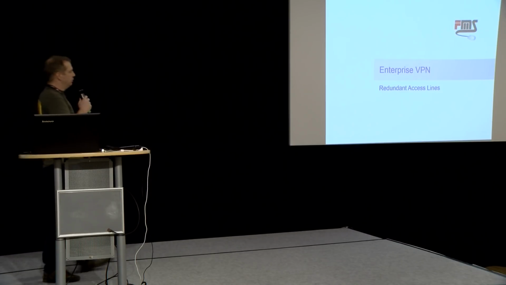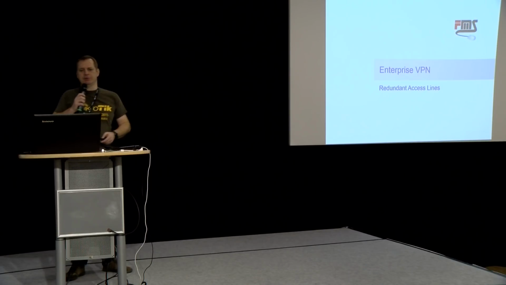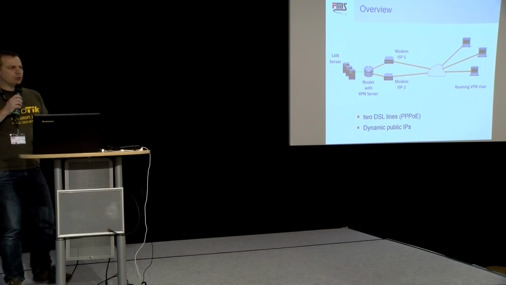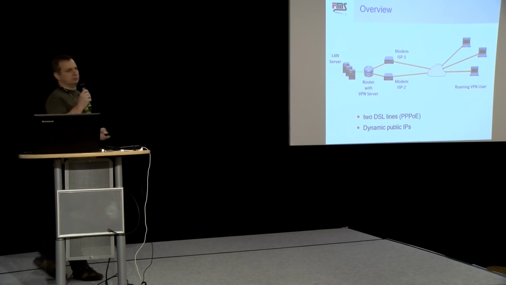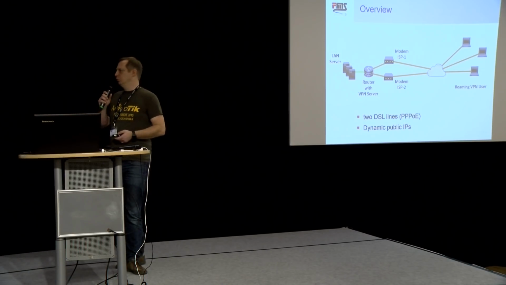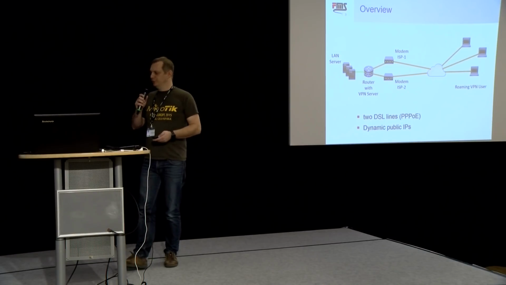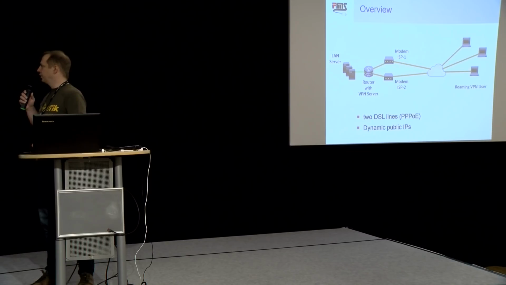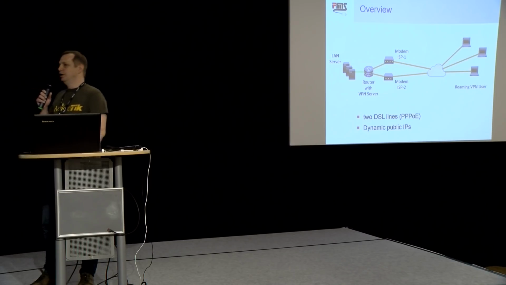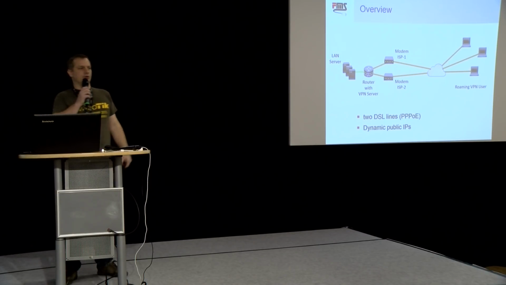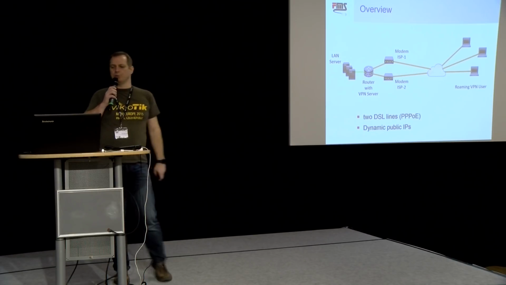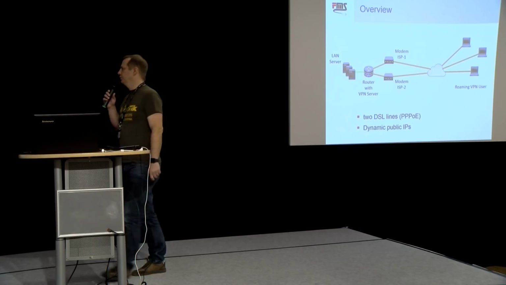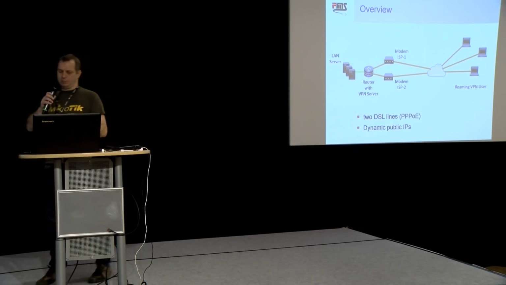The second example, still concerning VPN, but this time we will take a look at redundant access lines. A broadband connection is not failing regularly, probably depending on the country and the carrier, but usually they're quite stable. But still, the broadband connection is a single point of failure. Now we have a look at an example using one router with two broadband connections. We still use PPPoE on DSL and dynamic public IP addresses.